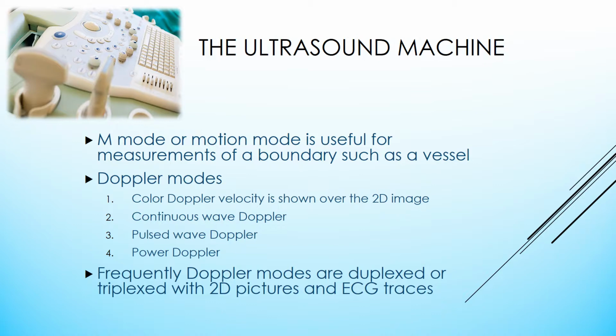There are also Doppler modes. The first one is color Doppler, where color Doppler velocity is shown over the 2D image. This can be shown as a velocity map or a variance color map. Two, we have continuous wave Doppler. This uses two crystals to continuously hear and collect data.